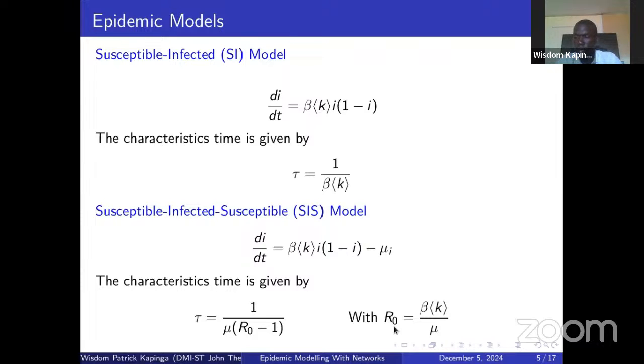R0 is defined as the number of new infections each infected individual causes under ideal circumstances. So we're looking at if I am sick, how many new infections can I cause? And that is given by the transmission rate divided by the recovery rate. And if you look at it now, the characteristic time is given as 1 over mu, which is the recovery rate, and then you multiply by the reproduction rate minus 1. So that's it about the SIS model.